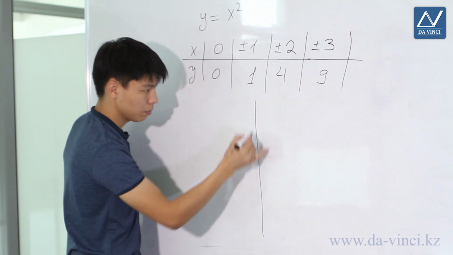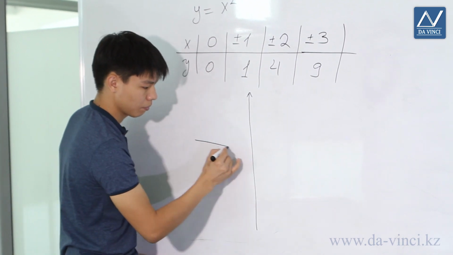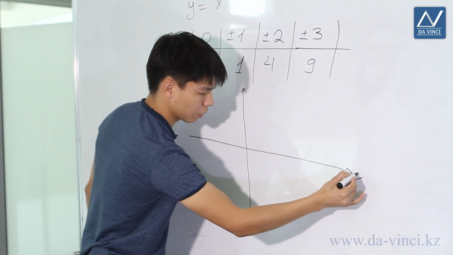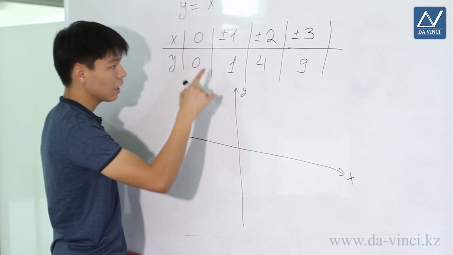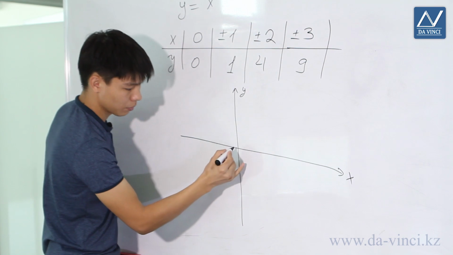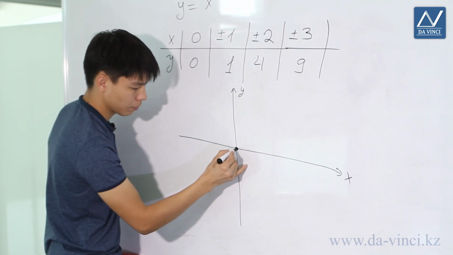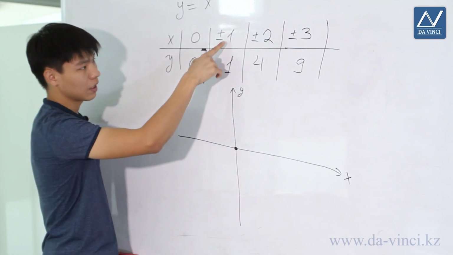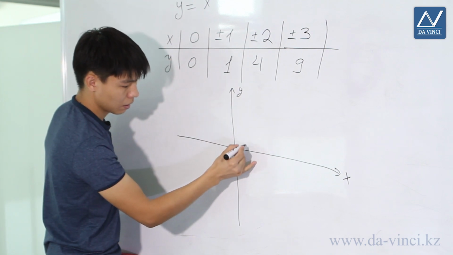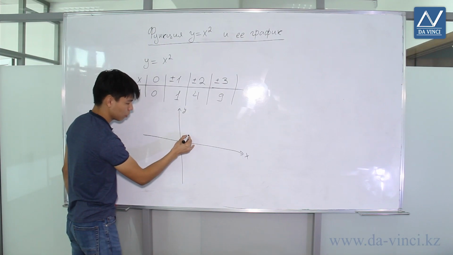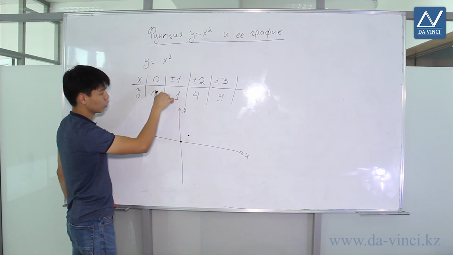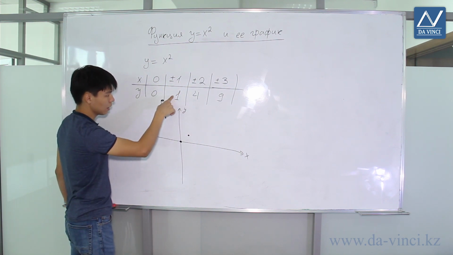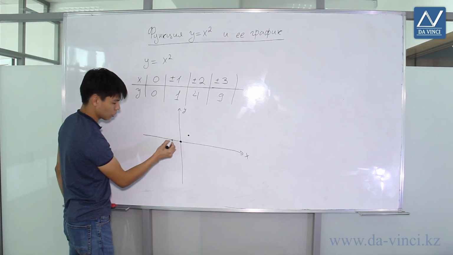Let's plot the axis. This is the x-axis. This is the y-axis. Mark a point with coordinates 0 and 0. This is the origin. Mark a point with coordinates 1 and 1. You can mark it neatly in the cages, but I will do it by eye. Also mark the point with coordinates minus 1 and 1. Minus 1 for x here, 1 here.